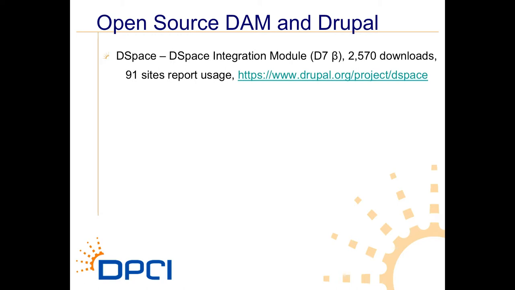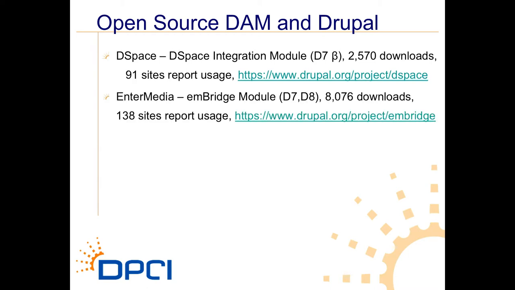But there are 2,570 downloads, and 91 sites reporting usage of it. So if you're a D7 user and a library, and they seem to have functionality aligned with library use cases, it might be one worth looking at. For Islandora, the Embridge module DPCI built is D7 and D8. We've got 8,000 downloads now, and 138 sites reporting usage.